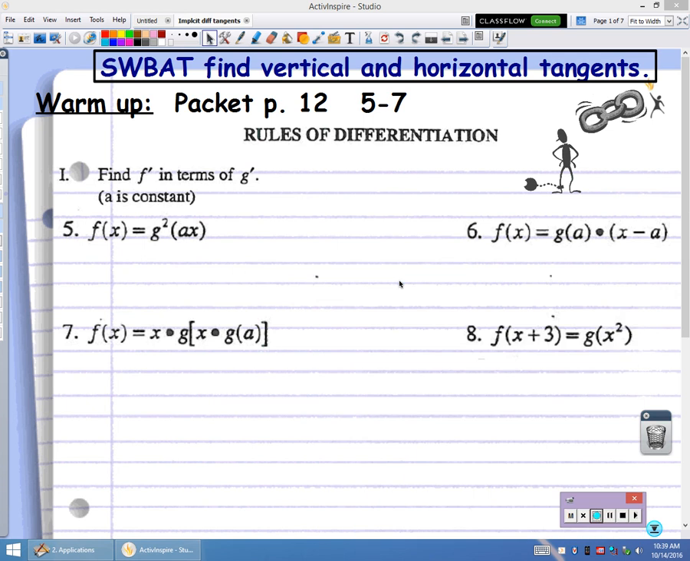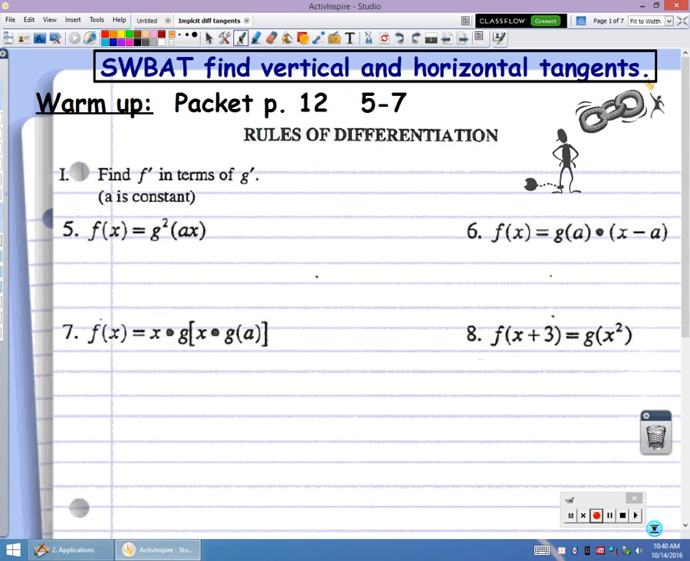As you can see in this video, we're going to be finding eventually the vertical and horizontal tangents of implicit relationships. So we're going to begin. If you're in my class, you should begin by doing the warm-up on page 12. So stop the video at this time, do that warm-up, and then come back.